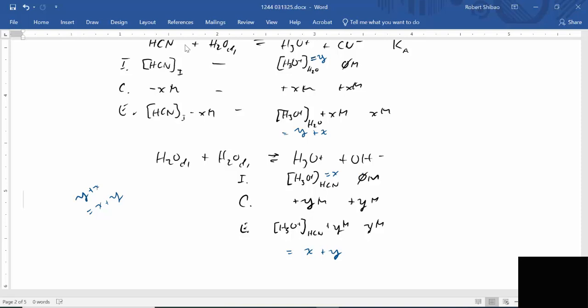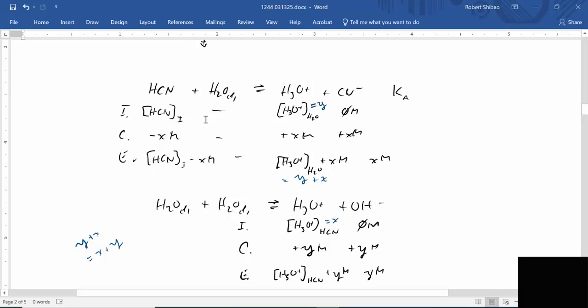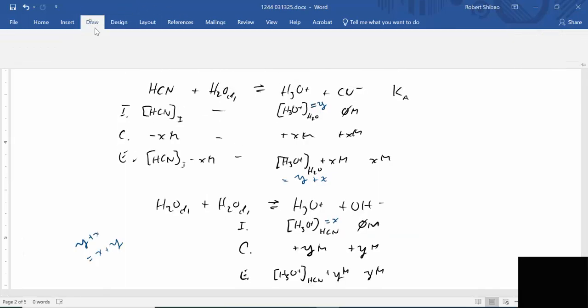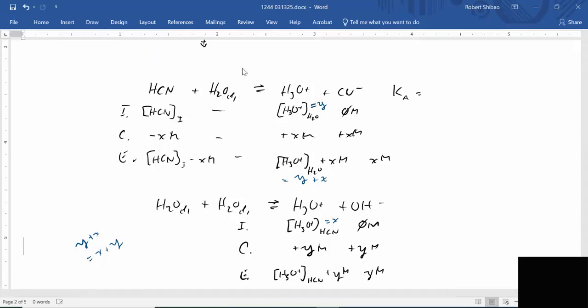So it's just a matter of solving. Rather than solving for X like we always do, we're going to solve for X and Y. So what are the equations that we're going to generate? If we have two unknowns, we need how many equations in the system of equations? 2. So one equation is going to be the Ka equation here. The Ka equation is Y plus X times X divided by the HCN initial minus X. Okay, that's equation 1.